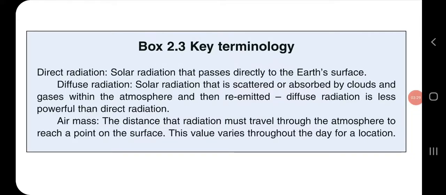Let us study some of the terminologies. Direct radiation: the radiation which passes directly to the earth's surface is called direct radiation. Diffuse radiation: there are many clouds and gases in the atmosphere of the earth, so the sun rays or radiation are either reflected or absorbed. That is called diffuse radiation. Air mass is the distance that radiation must travel through the atmosphere to reach a point on the surface, from the outer layer to the surface of the earth.